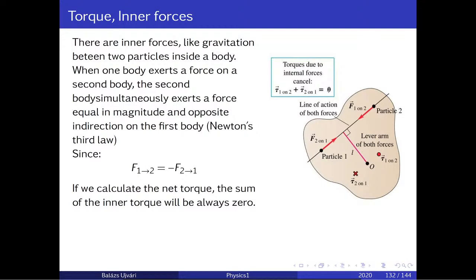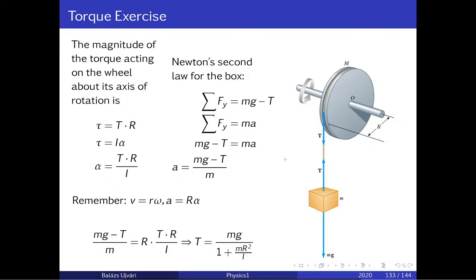That means if there are inner forces anywhere, like in your table, the table won't start to rotate because of these inner forces. So we always need some external force to rotate a body. What external force can we imagine?